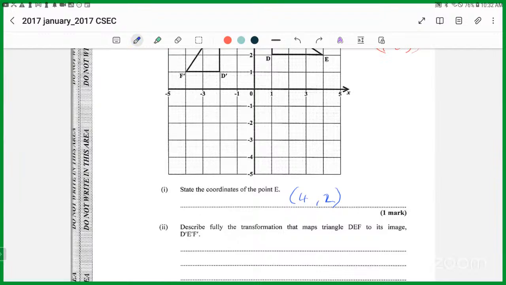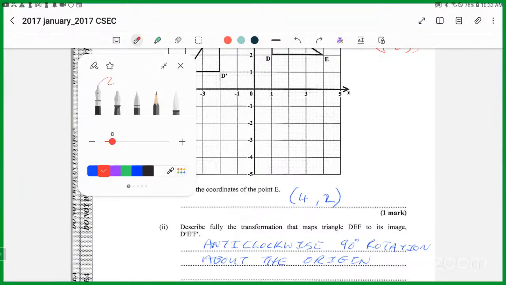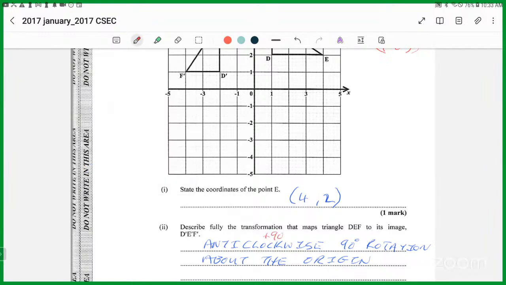So it's an anti-clockwise 90 degrees rotation about the origin. Remember also that an anticlockwise 90 degree rotation is a positive rotation. We'll put a positive 90 degrees rotation. This would mean anticlockwise. Positive rotation is anticlockwise rotation.